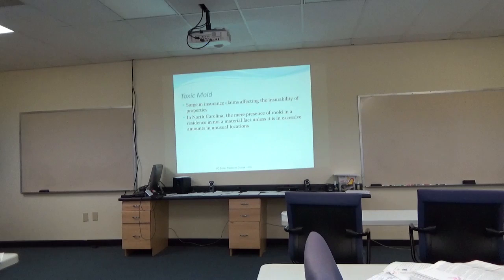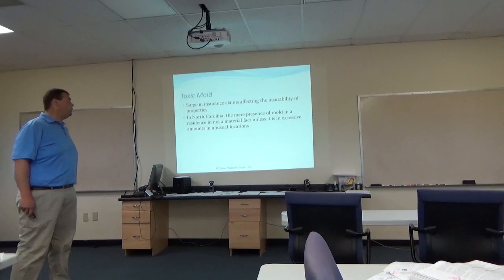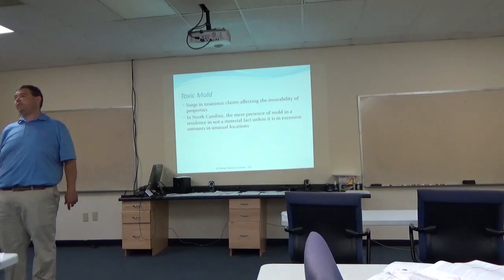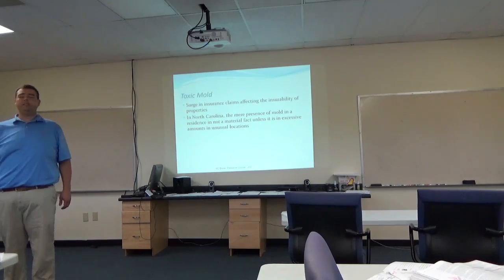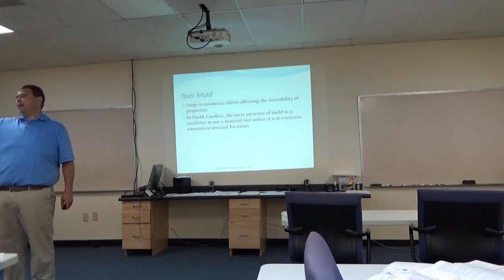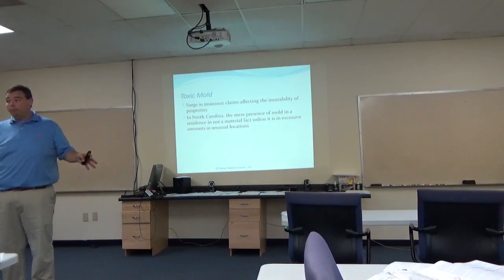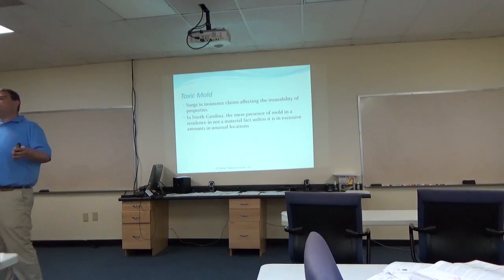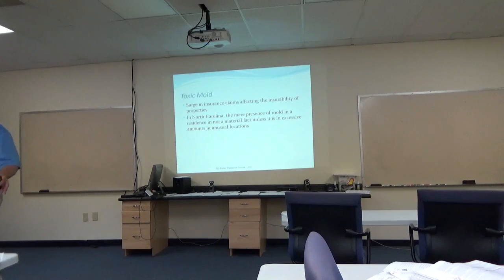All right. So it is not a material fact just because there is the presence of mold unless it's in excessive amounts or in unusual locations. If it's inside, that's an unusual location. I had somebody one time say, oh, well, there's not much of it. I said, well, where is it? Well, you can just see it on the sheetrock kind of poking through the paint. Yeah, that's a problem. Should not be there. Unusual locations means anywhere other than the crawl space. Crawl space, you might expect to see some. It's damp down there. But there shouldn't be a lot of it even there.